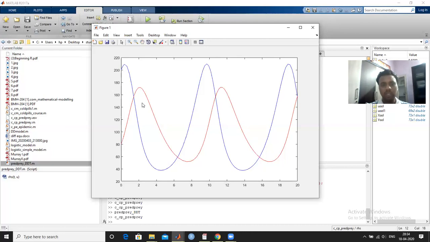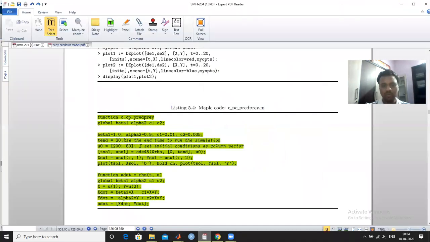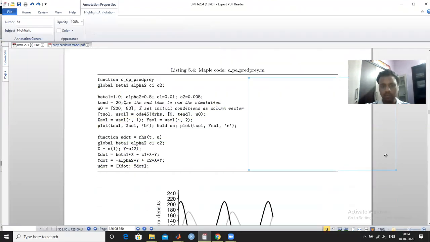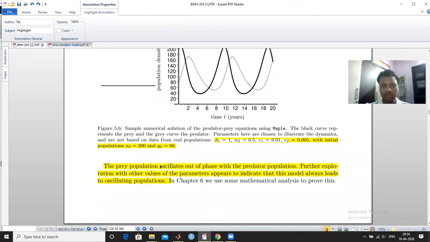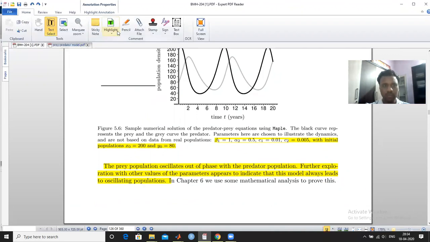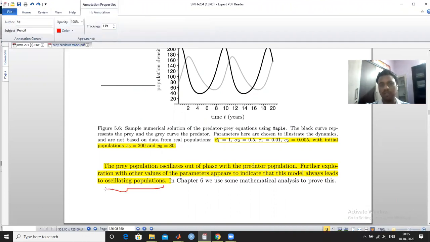So this type of solution is coming, and you can check that the solution is oscillating. The prey population oscillates out of phase with the predator population. Further exploration with other values of the parameters appears to indicate that this model always leads to oscillating populations. Meaning if you change the values of the parameters, you will again get this type of oscillating population. Always oscillations are there.